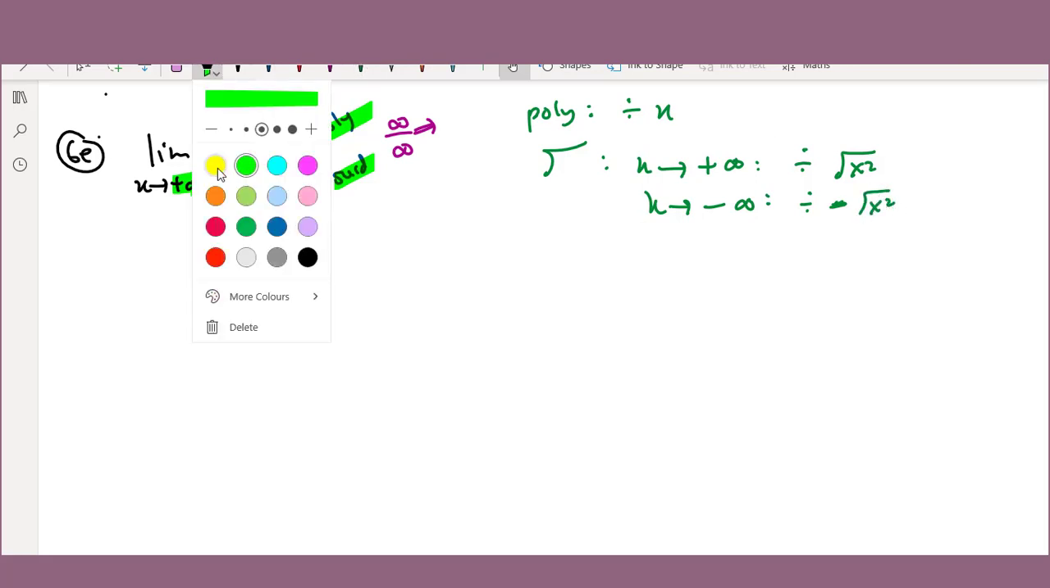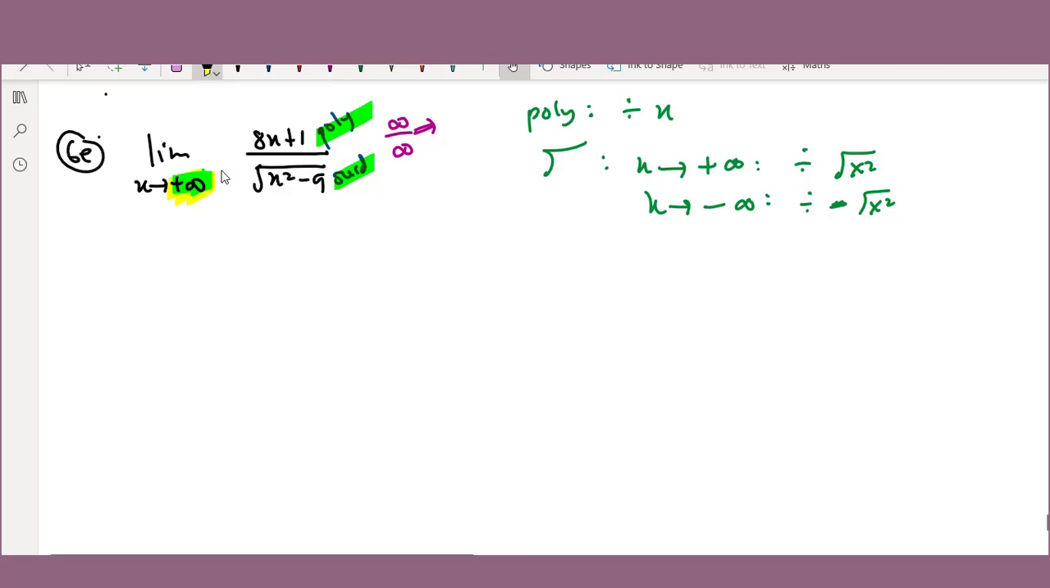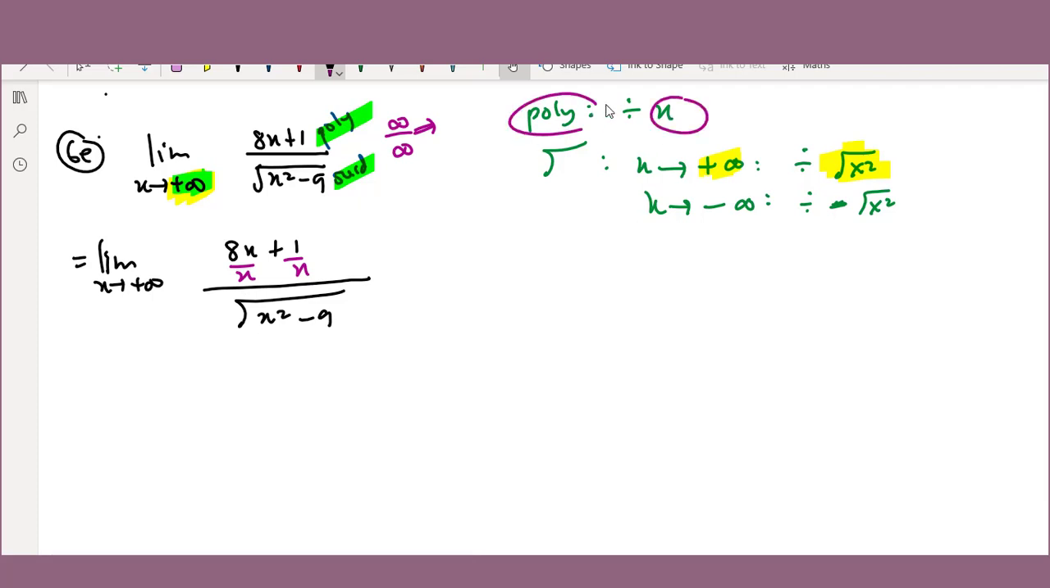Now here is positive infinity. For positive infinity, you have to divide by the square root of x squared. So it is equal to the limit of 8x plus 1 over the square root of x squared minus 9. Divide by x because of the polynomial, and over the square root of x squared. Positive here is positive; if here is negative, here is negative. Same as number 6. So simplify.